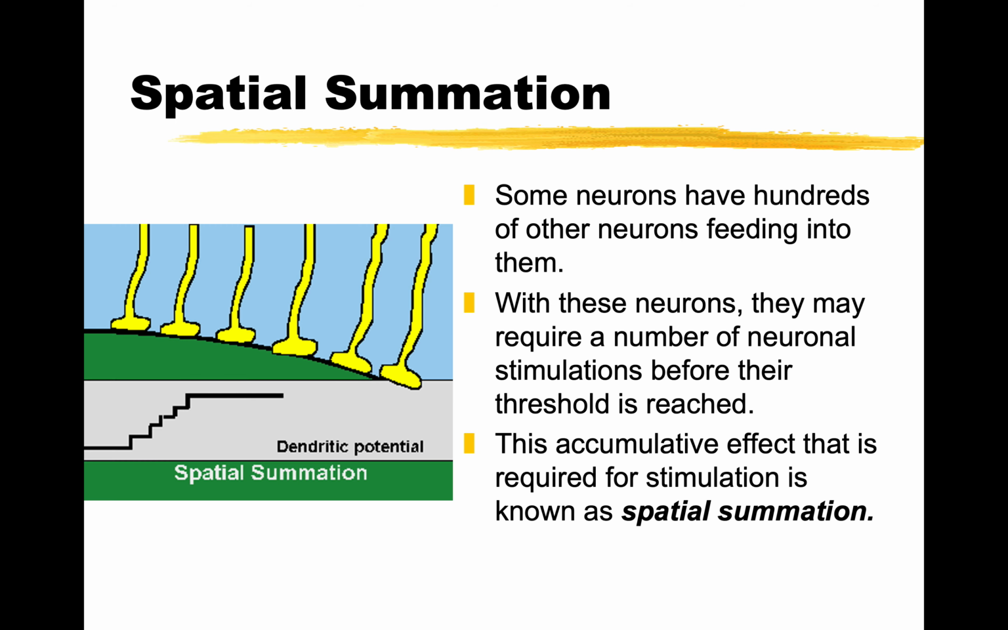Some neurons have hundreds of other neurons feeding into them. With these neurons, they may require a number of neuronal stimulations before their threshold is reached. This accumulative effect required for stimulation is known as spatial stimulation because it has to do with space, the number of neurons firing into that space.